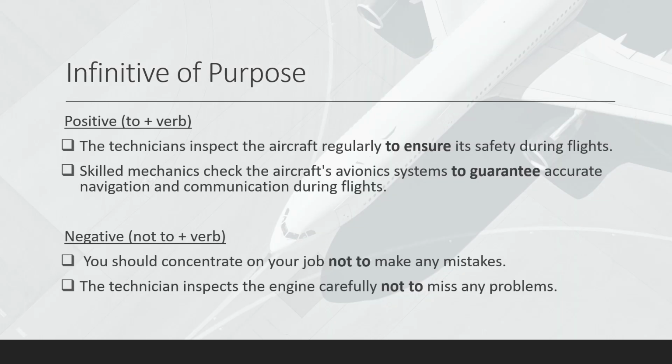We can use the infinitive of purpose in both positive and negative forms. In the positive form, we simply use to and base form of the verb. Here are some examples. The technicians inspect the aircraft regularly to ensure its safety during flights. Using to and verb, we explain the reason why the technicians inspect the aircraft regularly.